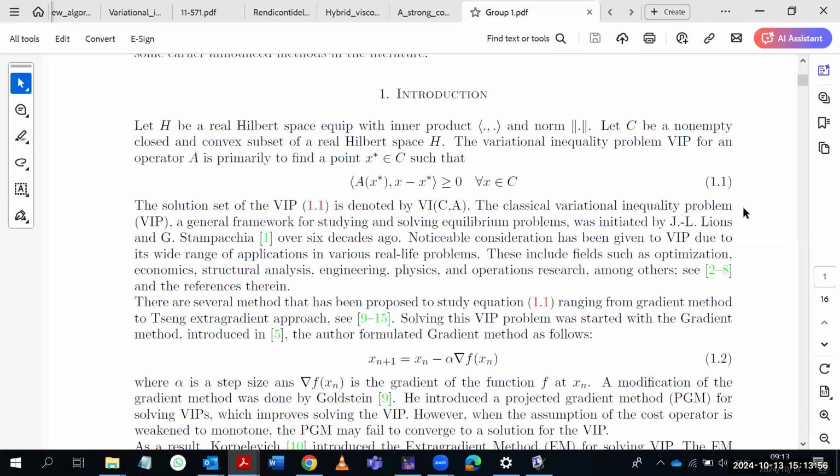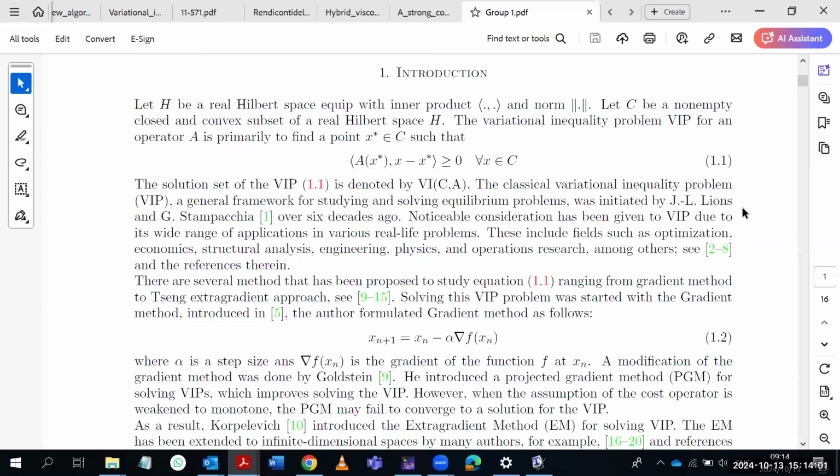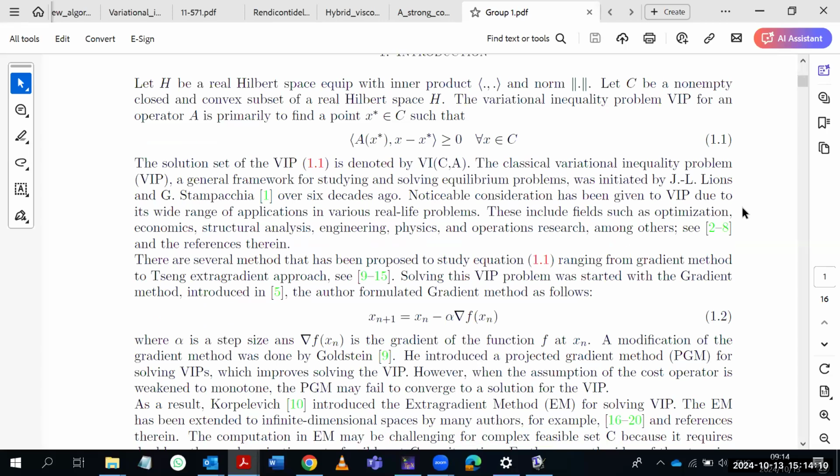So we talk about the past work of other researchers. We define the Seng extragradient method, which is in 1.2. Sir, how is 1.2 Seng? Okay, gradient method. And which is wrong. You can't use this method to solve variational inequality. It's not possible. Or wrong.